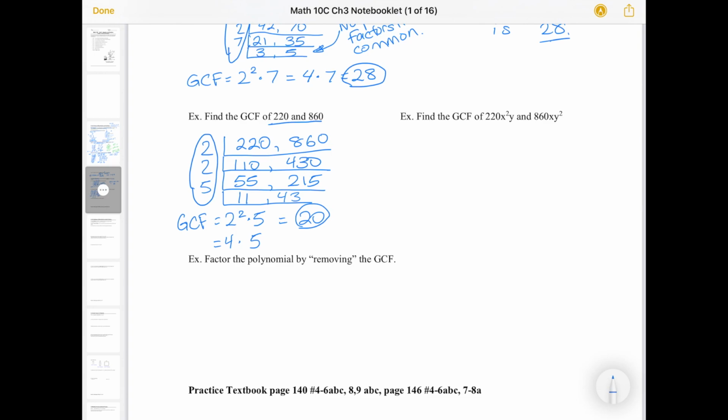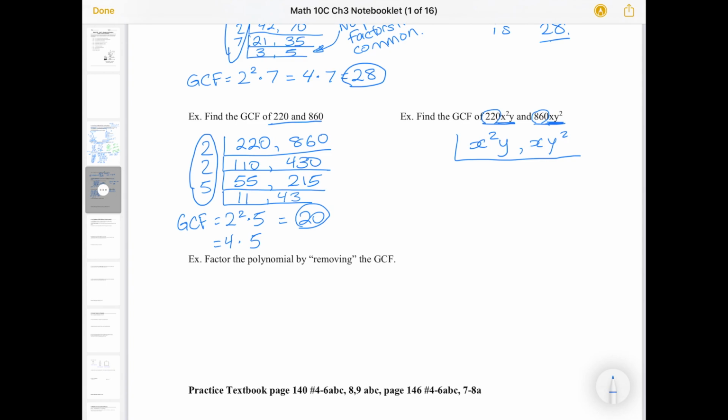Okay, so this one here looks a little different, but it's the exact same thing. So notice these are the same numbers, 220 and 860. I just also have these variables here. That doesn't change anything, right? It doesn't matter what these things are. I have x squared y and xy squared. So I'm just going to do my variables at the moment because I already have the GCF of the numbers. What is common in these two terms?